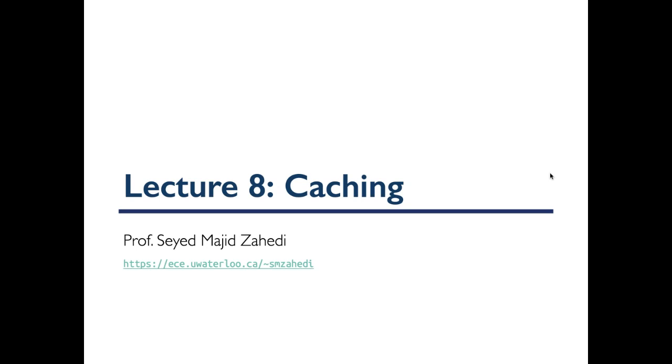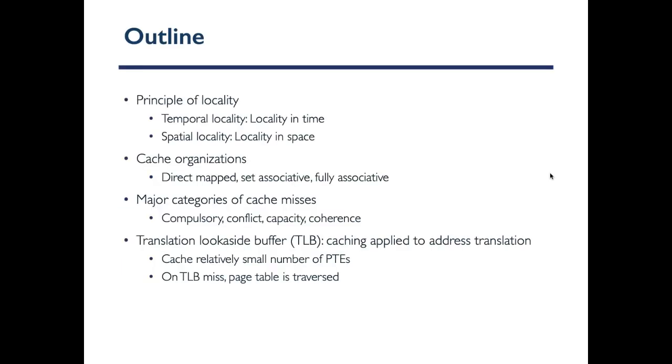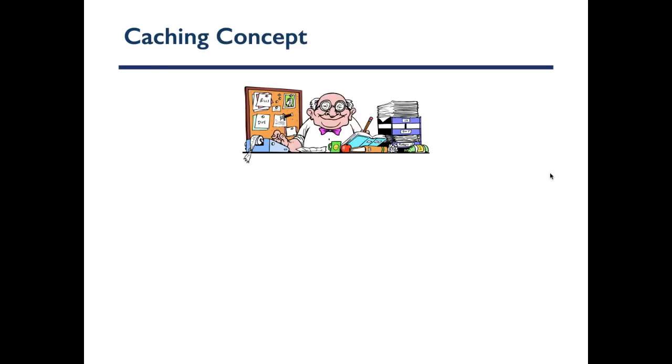So in particular, in this lecture, we're going to talk about the principle of locality, temporal and spatial. We're going to talk about cache organizations in modern architectures. We're going to talk about major categories of cache misses, and then we're going to talk about the application of caches in address translation.